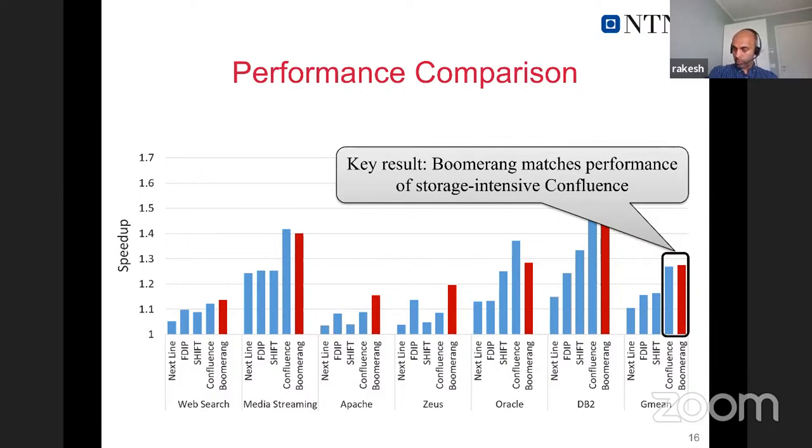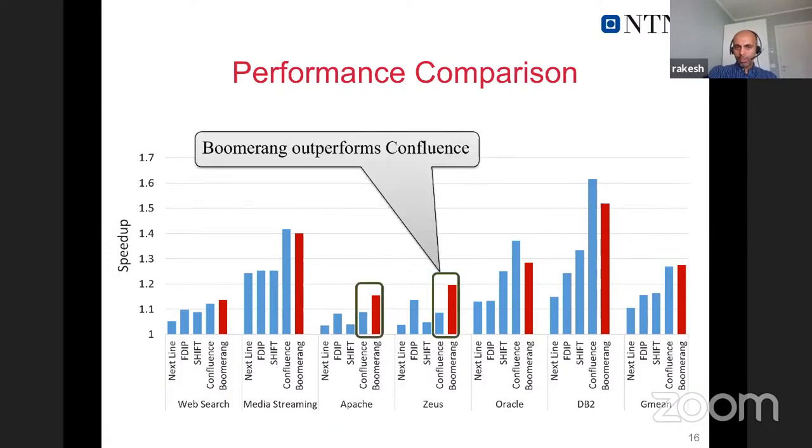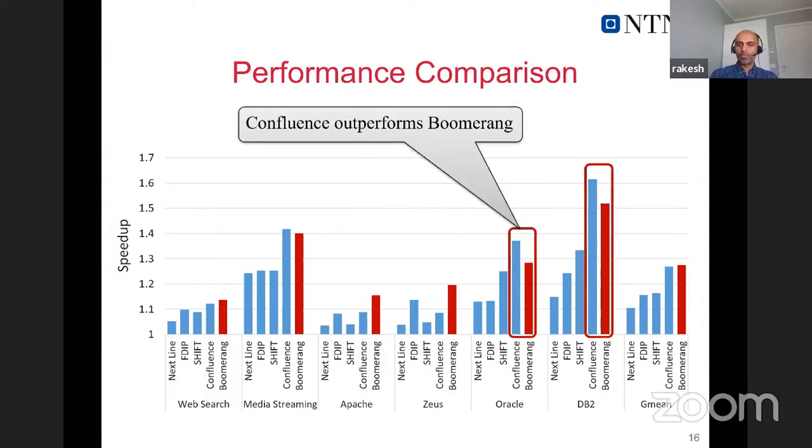But even though they have the same performance, Boomerang does not have any additional metadata cost apart from what is already available in the code. Also, there are some workloads where Boomerang outperforms Confluence, but there are also workloads where Boomerang does not perform as well as Confluence. And these are the workloads where instruction footprints and branch footprints are just huge. So why doesn't Boomerang perform well on these workloads?